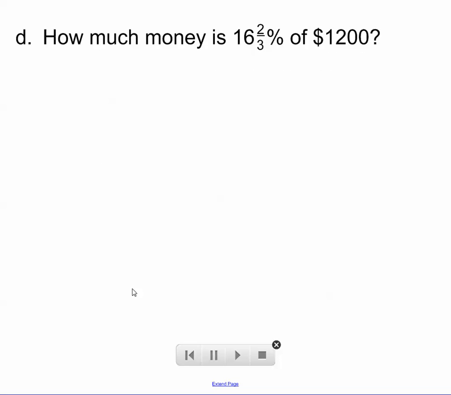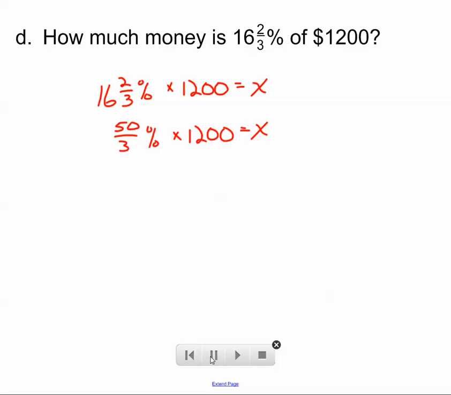And how much money is 16 2/3% of $1,200? Now that 16 2/3% is going to freak a lot of people out, but here's our setup. 16 2/3% of the whole thing, $1,200, is the part. So here's what I'm going to do. I'm going to first off write 16 2/3% as 50/3%.